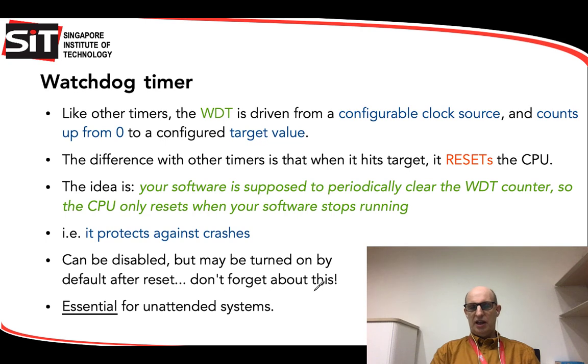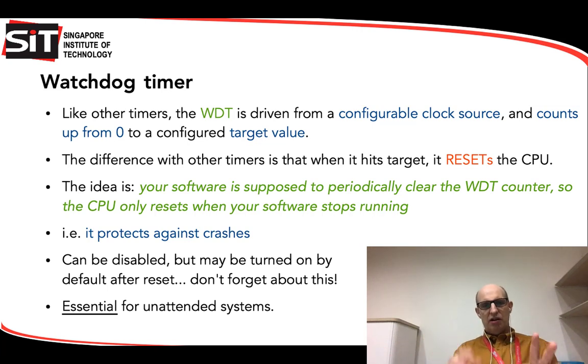I said there was a special one, it's a watchdog timer, and what's special is the purpose we use it for and partly how it's wired up internally. So like the other timers, it's a block that's got a counter in it, and it takes an input from one of several clock sources, and it has a configured target value. It counts upwards, 0, 1, 2, 3, 4, 5, 6. And the only difference between this and the other timers is that when it hits that target, the interrupt is a reset. Sometimes it's a reset, sometimes it's a special watchdog timer reset, but it's not a general purpose interrupt. It's a reset interrupt. It resets the CPU. It tells the CPU to restart.